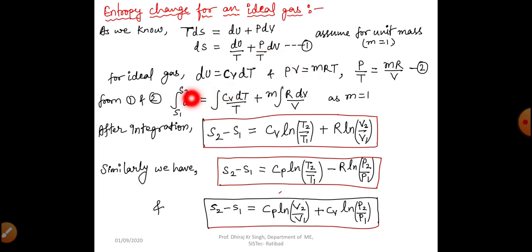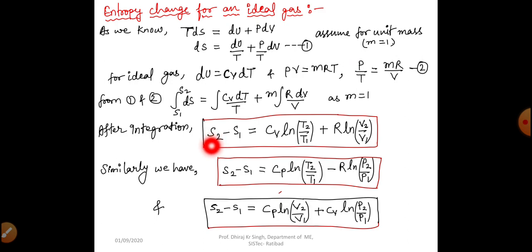Then we get the integral from S1 to S2 of dS equal to, in place of dU, Cv dT by T, plus in place of P by T we have written mR by V, right? Here the lower limit will be T1 and upper limit T2, and for volume the lower limit will be V1 and upper limit V2. When we integrate it, we get S2 minus S1 equal to Cv ln T2 by T1 plus R ln V2 by V1. R is the characteristic gas constant, P is pressure, T is temperature, V is volume, and m is the mass of the gas.